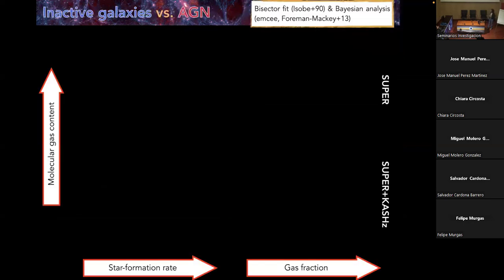Okay, so now I'm going to show you how the CO content of AGN compares to the content of inactive galaxies for a given star formation rate and as a function of stellar mass. So we are going to see also the distribution of the gas fractions, which is the molecular gas mass divided by the stellar mass. And I will use the CO luminosity as a proxy for the molecular gas content, and the far-infrared luminosity as a proxy for the star formation rate.